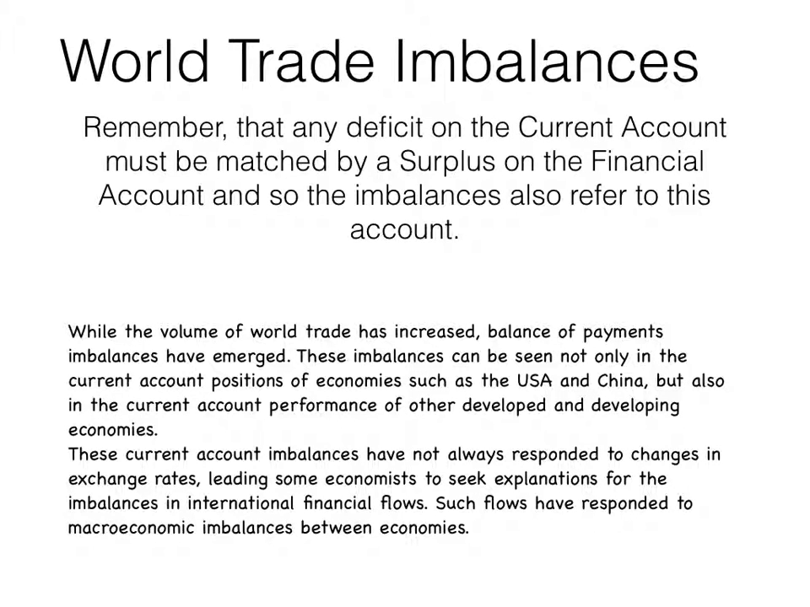This is what the case study actually says, and you see that it talks here about how the imbalances have emerged. They call them the balance of payments imbalances. They say that they've emerged on the current account positions, but they also go on, this is in the introduction, to say that economists are seeking explanations for imbalances in international financial flows, and that's referring to the financial account of the balance of payments.